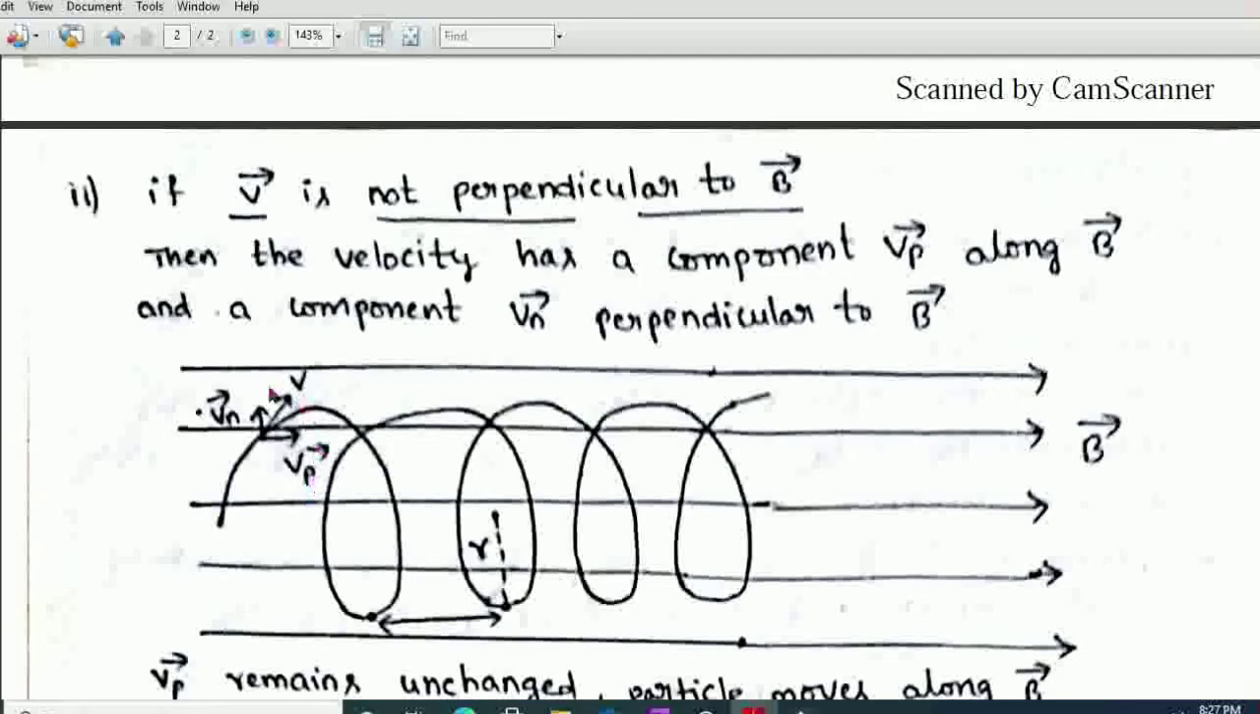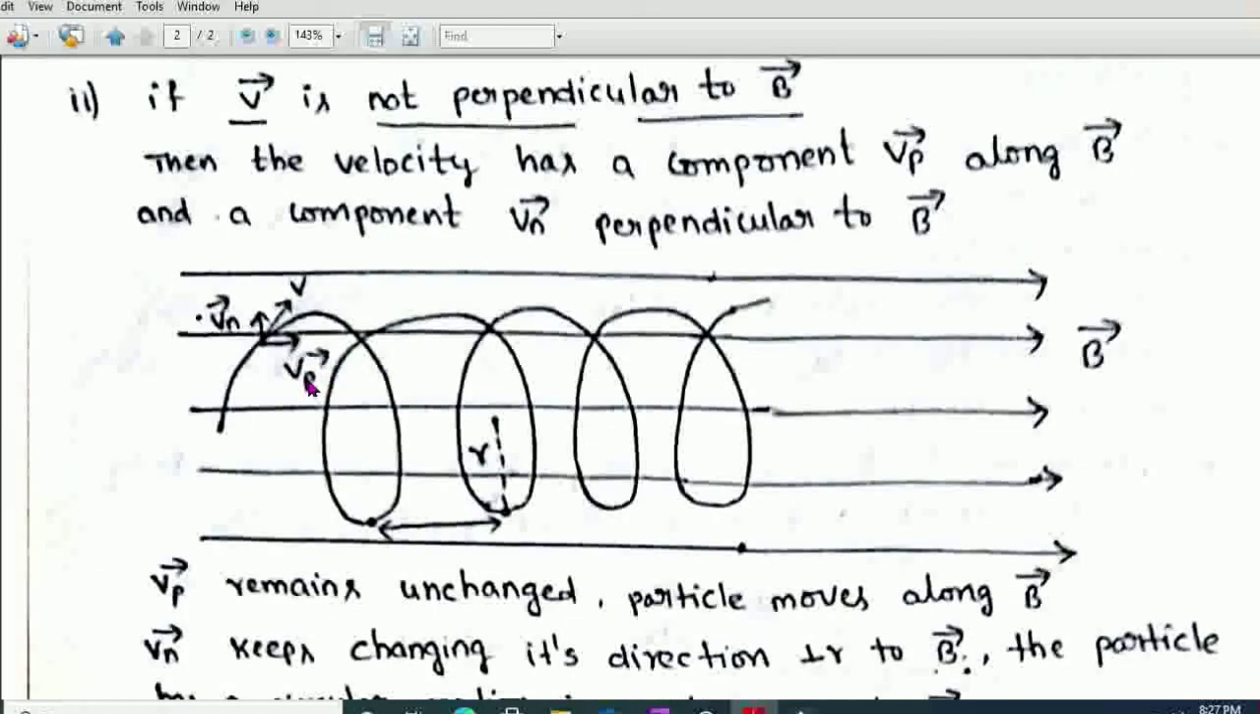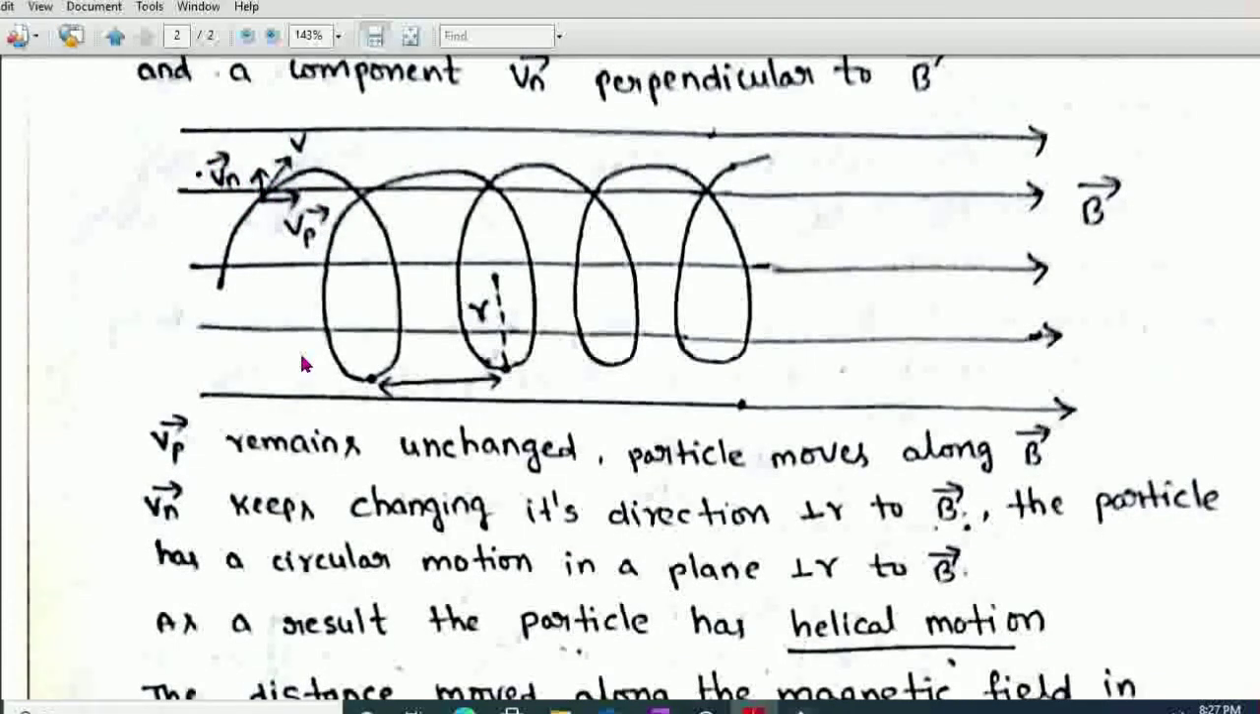That means here two components are present: one is Vp bar, another one is Vn bar, because V bar is making an angle theta with the B bar. So it can be resolved into components. Due to Vp bar, it remains unchanged. That means the particle moves in the direction of magnetic field, that is, straight. And due to Vn bar, which is perpendicular to magnetic field, it moves in the circular path.